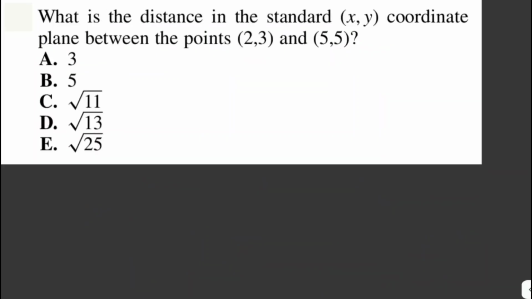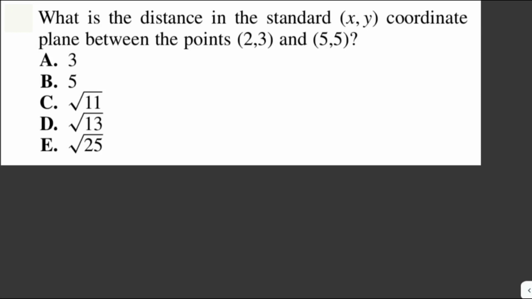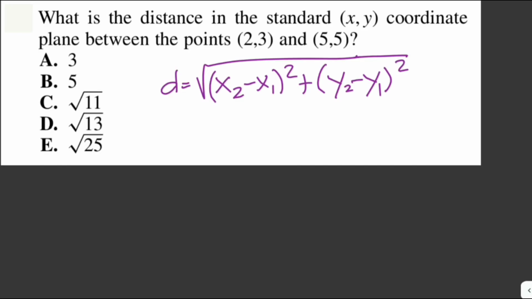What is the distance in the standard xy coordinate plane between the points (2, 3) and (5, 5)? Now, to find the distance between two points in the standard xy coordinate plane, we just have to use the distance formula, and that is d equals the square root of (x sub 2 minus x sub 1) squared plus (y sub 2 minus y sub 1) squared. So let's say this point (2, 3) is our (x sub 1, y sub 1), and this point (5, 5) will be our (x sub 2, y sub 2). Now we can plug in all the values.